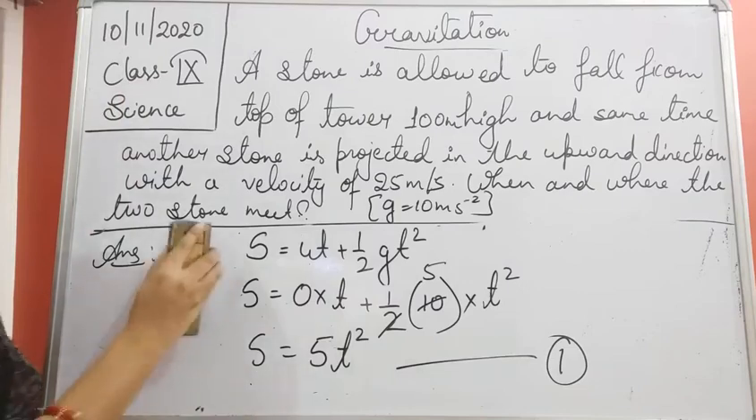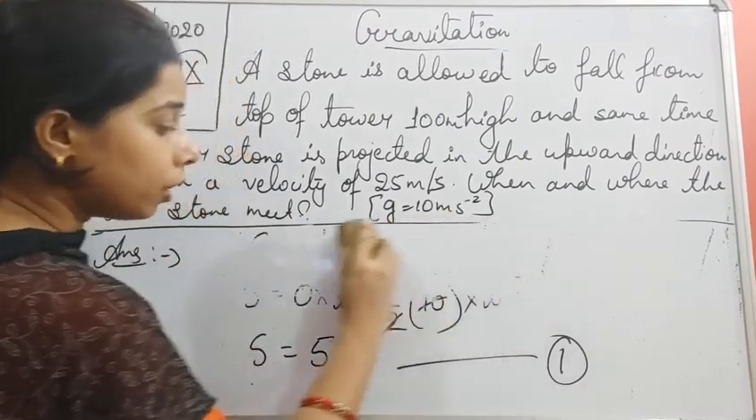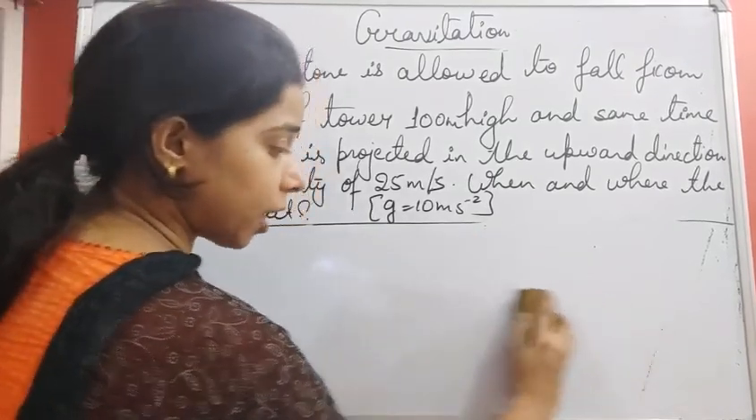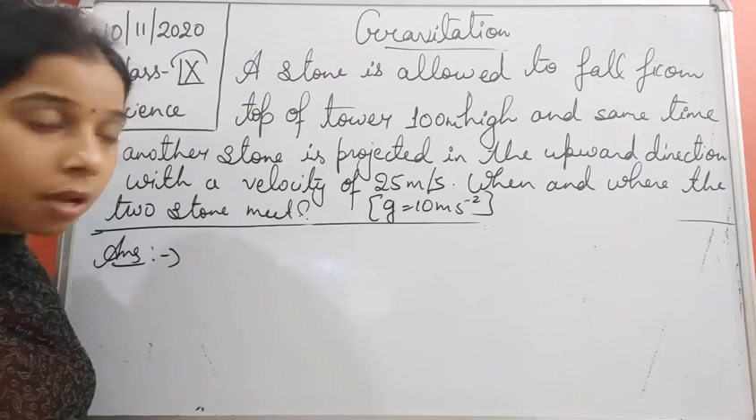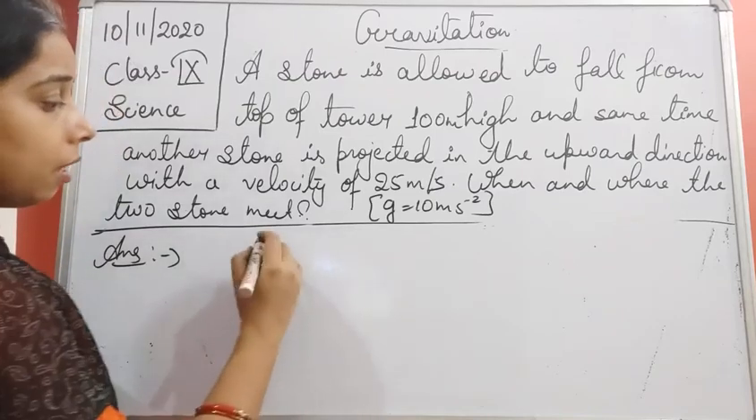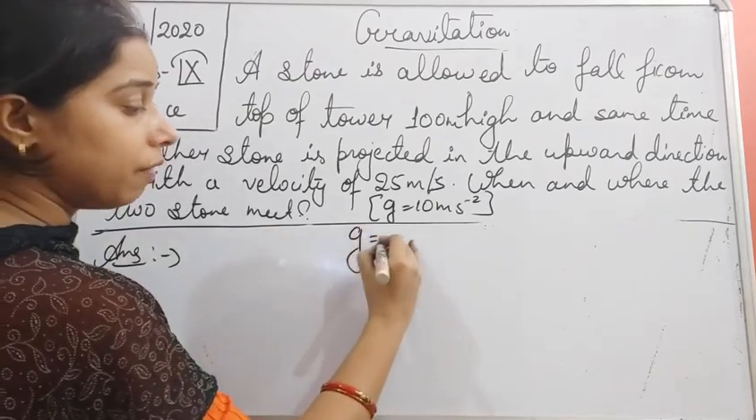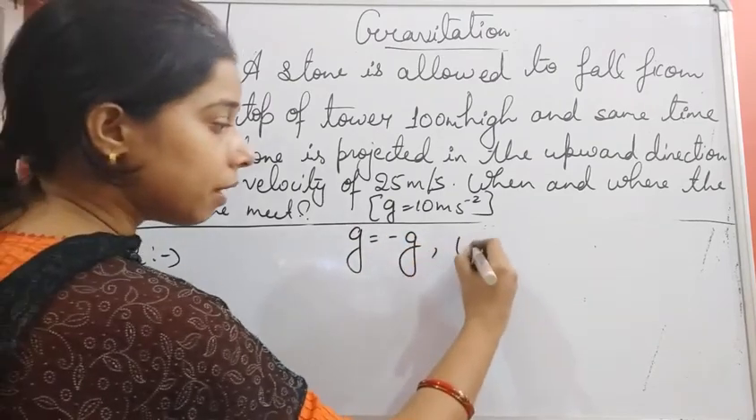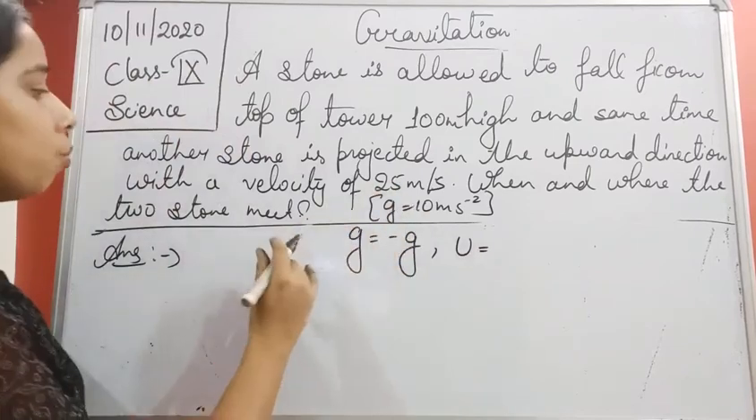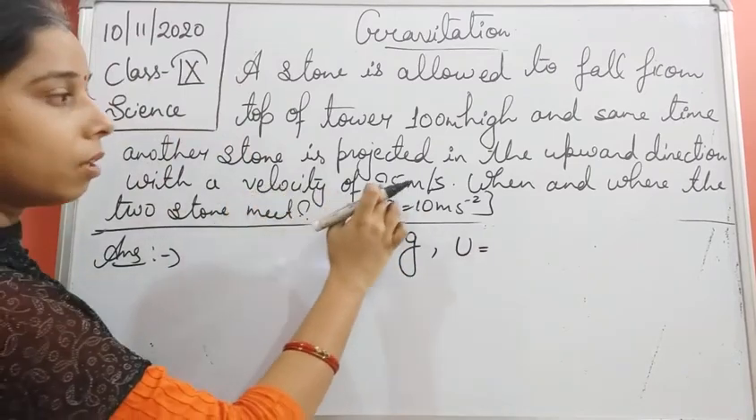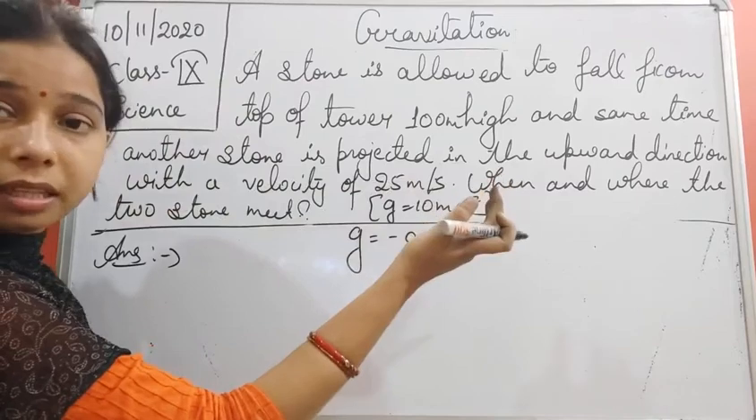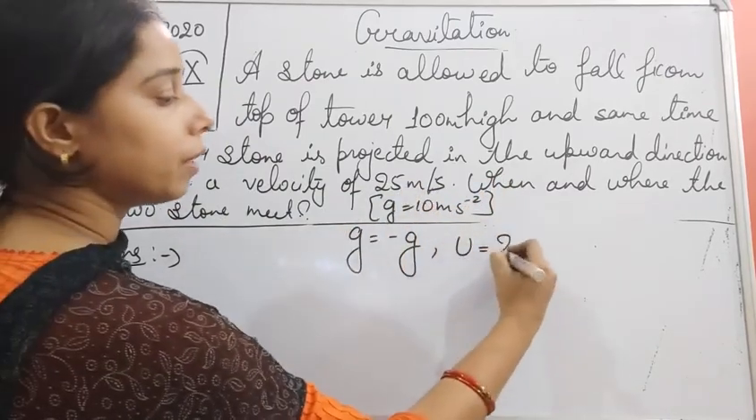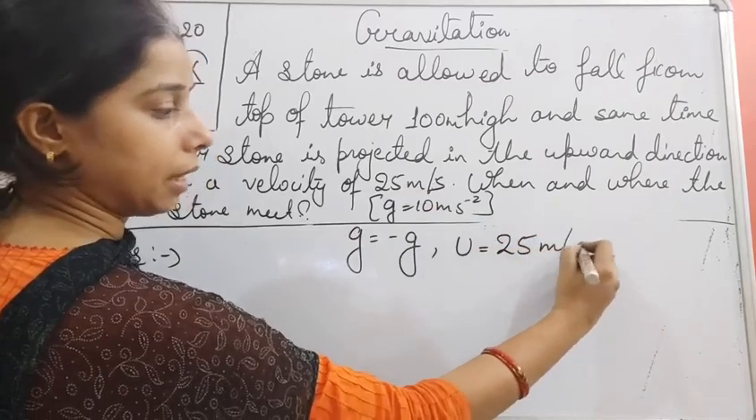Now the same thing when we use for the stone which is projected in the upward direction. For that, student, again here the value of G will be equal to minus G. And at that time, the value of U is given. You see, student, the velocity of the ball which is projected in the upward direction is equal to 25 meter per second. So U we will take as 25 meter per second.